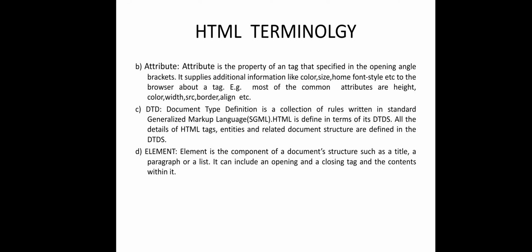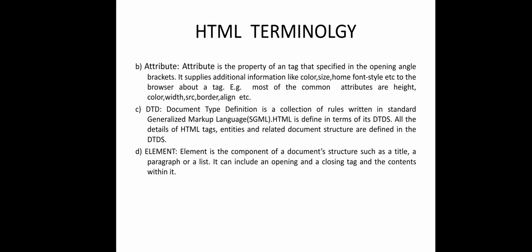Then we'll study attributes. An attribute is a property of a tag that is specified in the opening angle brackets. It supplies additional information like color, size, font size, etc. to the browser about the tag. The most common attributes are height, color, width, src, border, align, etc.